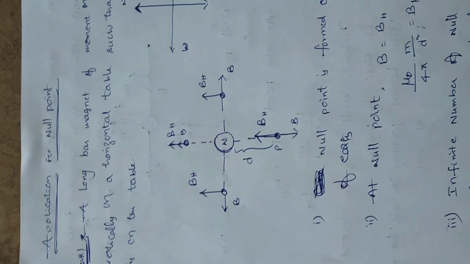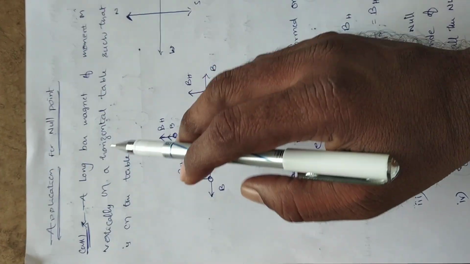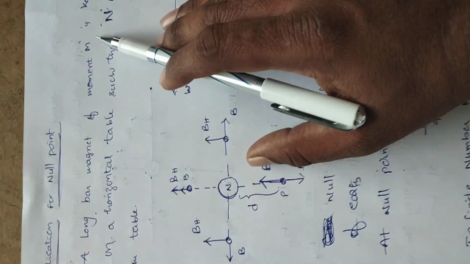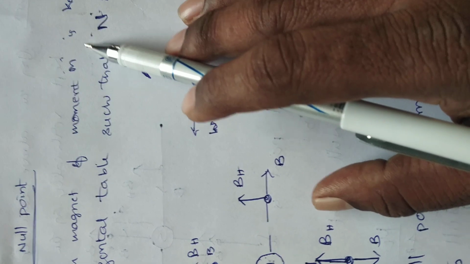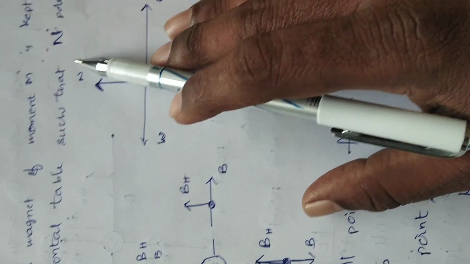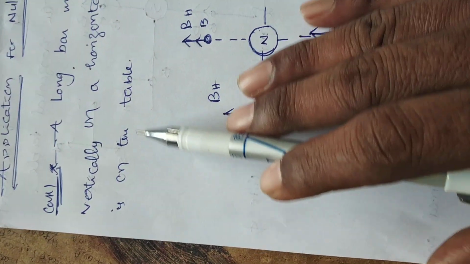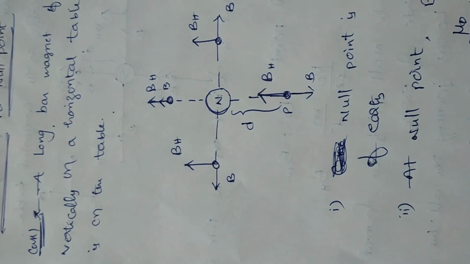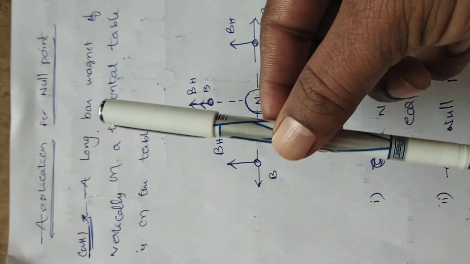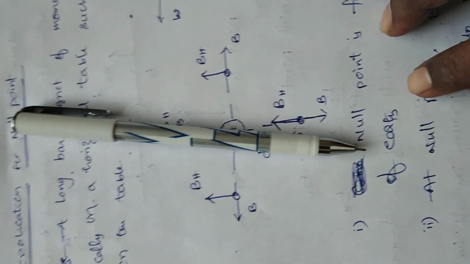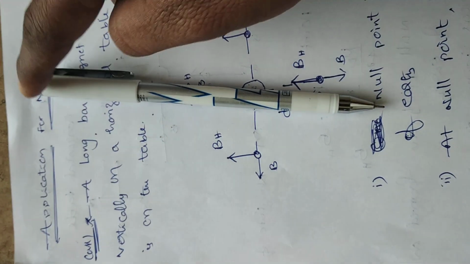Next, one more application for null point. See here. Suppose we consider a long bar magnet of moment M, kept vertically on a horizontal table such that the north pole is on the table. Here this is taken as a bar magnet. See this example. This is the north pole and this is the south pole.